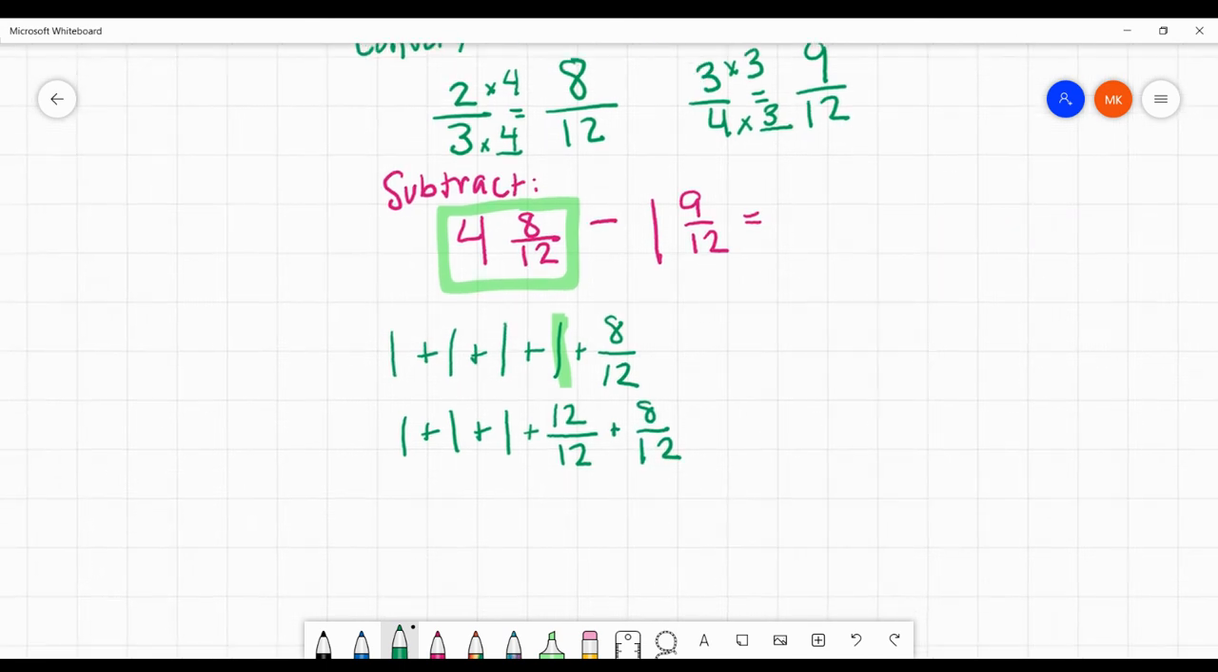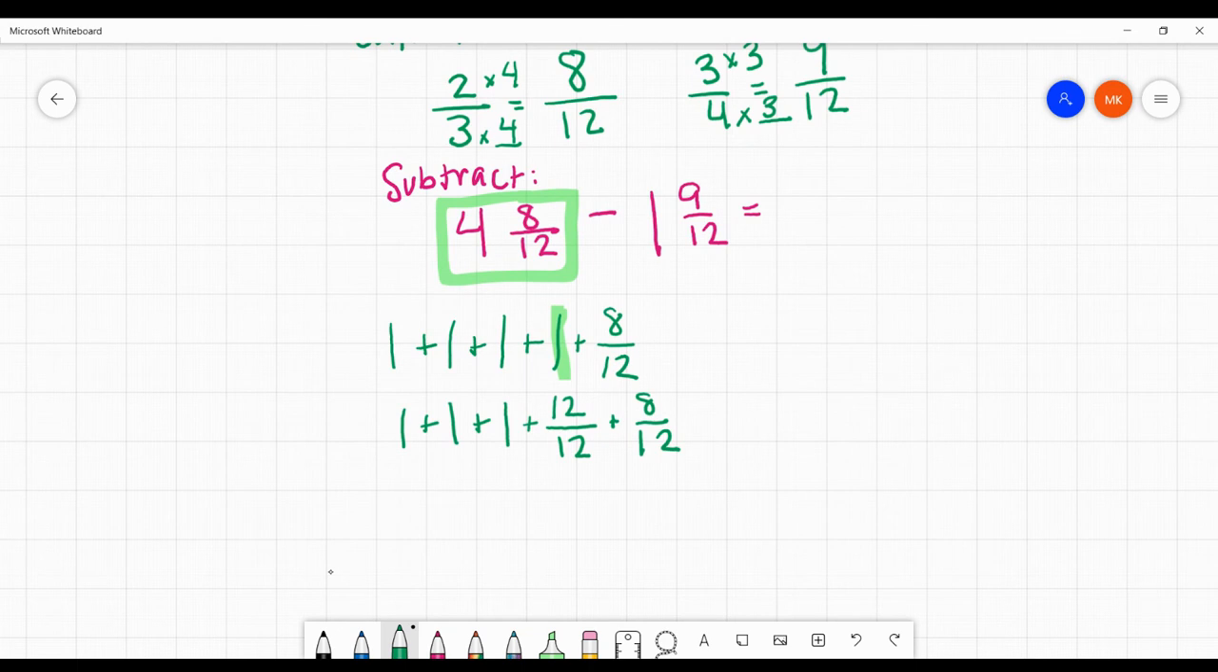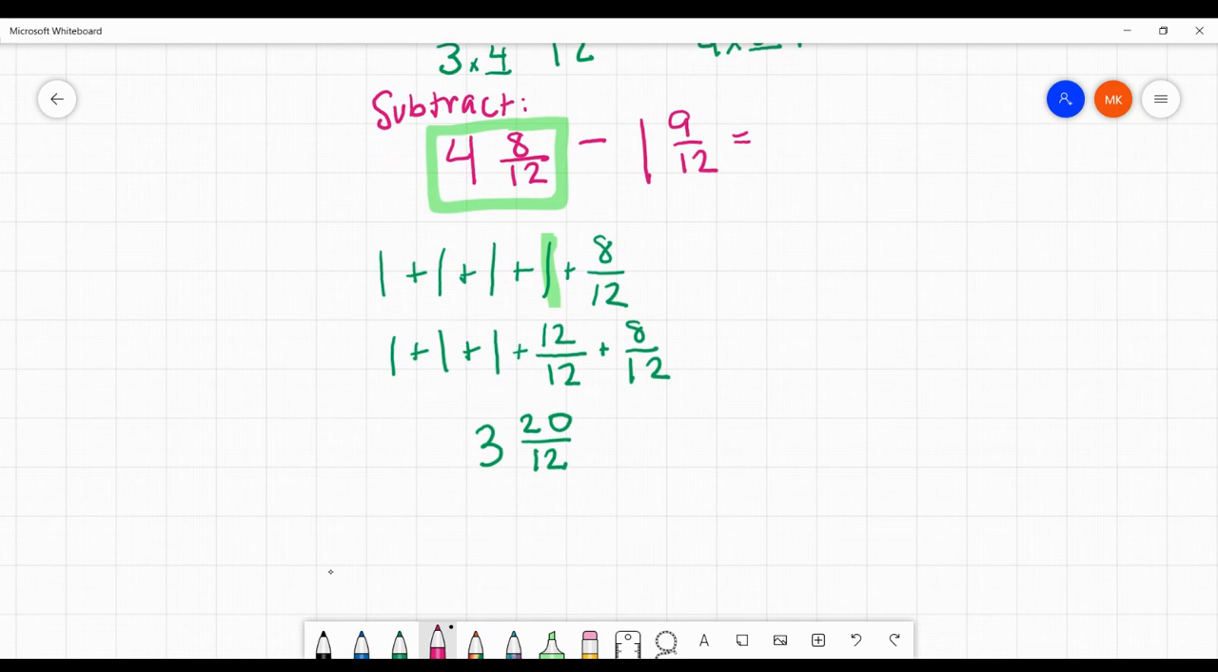My next step is to just bring those together. So I'll bring my wholes together, 1, 2, 3, and I'll add my fractions. 12 plus 8 is 20. So now my new problem is 3 and 20/12 minus 1 and 9/12.